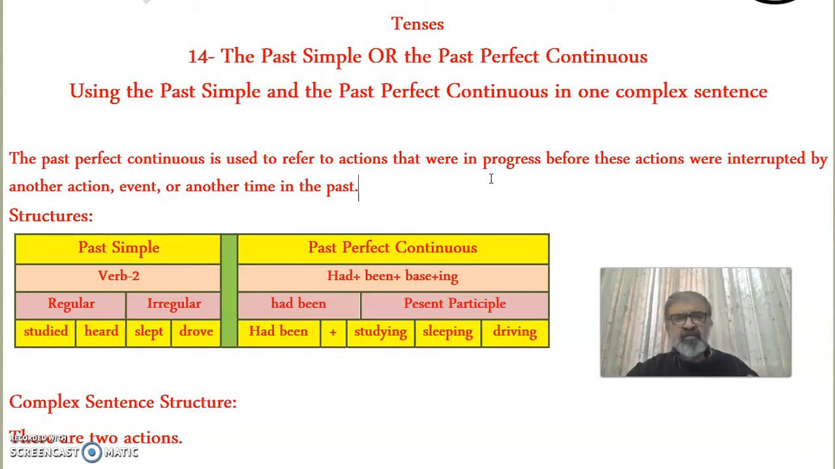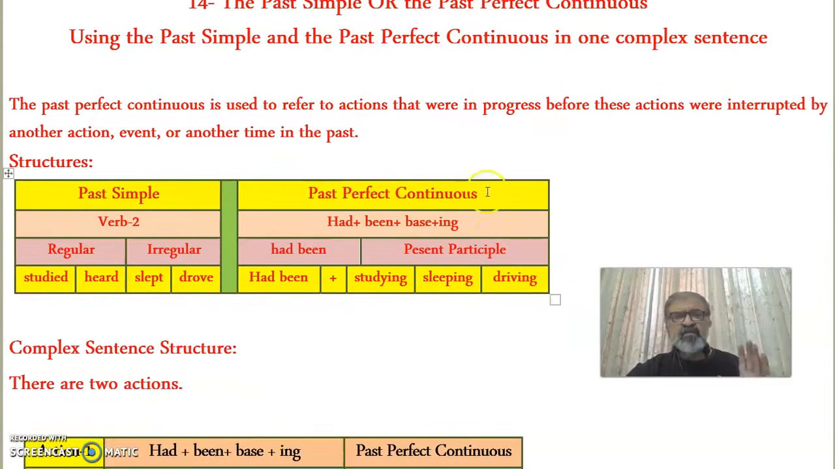As easy as that. So now the past perfect continuous, had been watching, had been working, had been studying, or whatever, is interrupted by another action which is in the past tense. So now let me remind you of the structure. The past simple and the past perfect continuous.